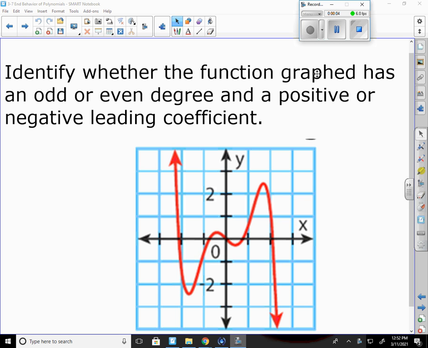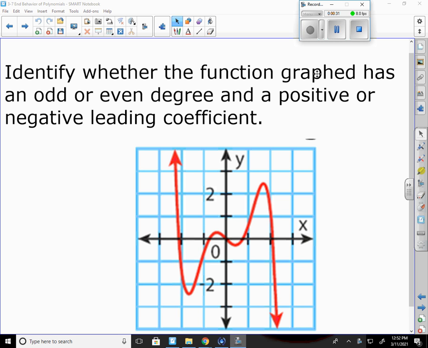Okay, starting here, we're going to identify whether the function graph has an odd or an even degree and a positive or negative leading coefficient. So basically, we're doing the opposite of what we learned yesterday. Yesterday, we looked at a graph. Is that what we did? No, we looked at an equation, and we had to determine what the end behavior of the graph would look like. Now we're looking at the graph, and we're going to determine what the equation would look like.